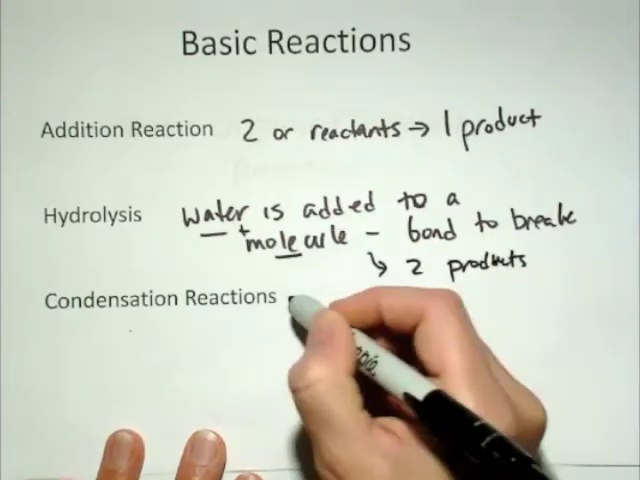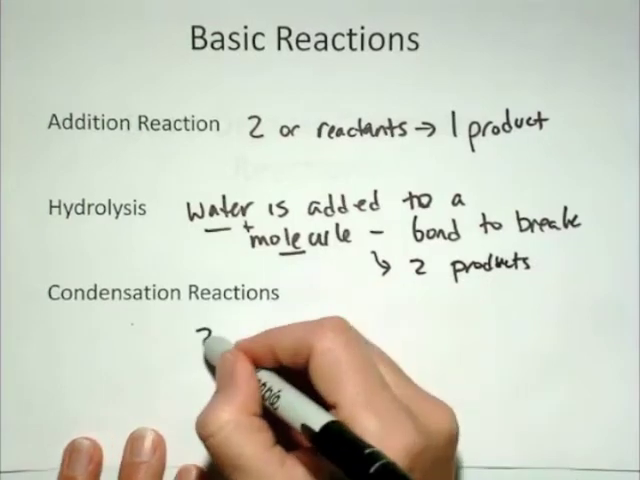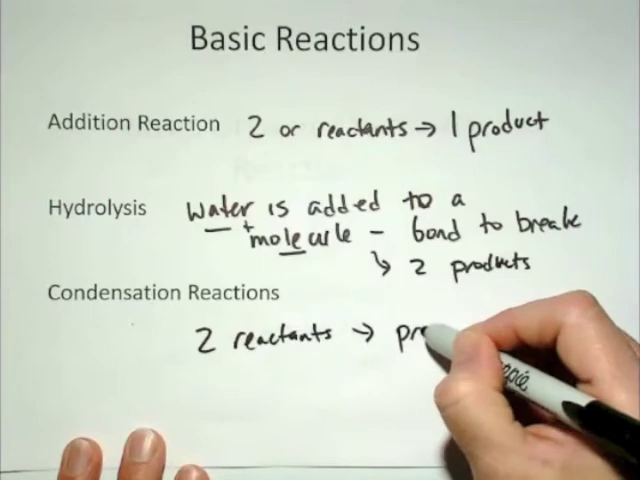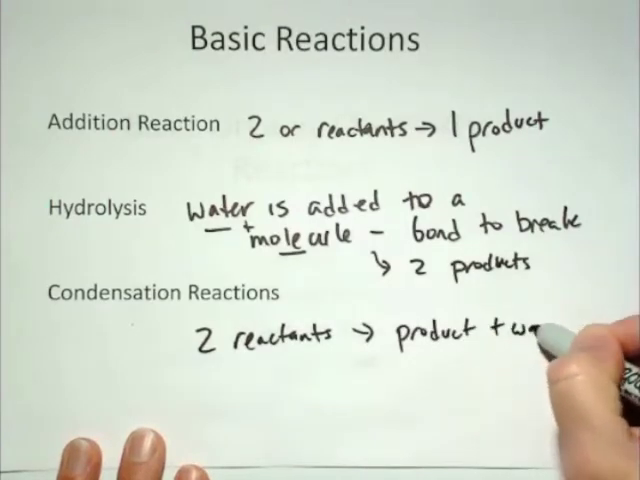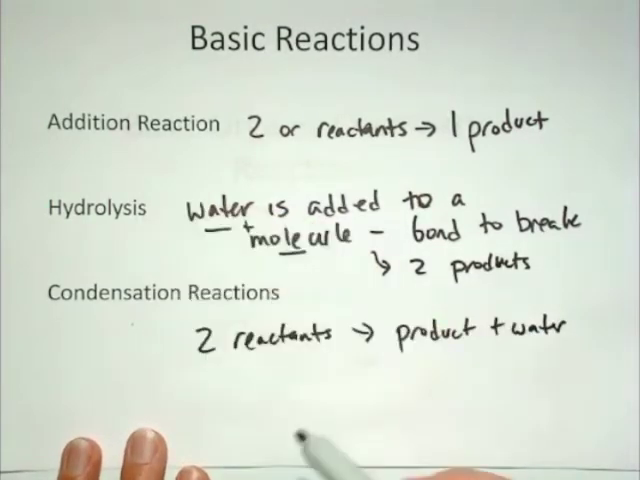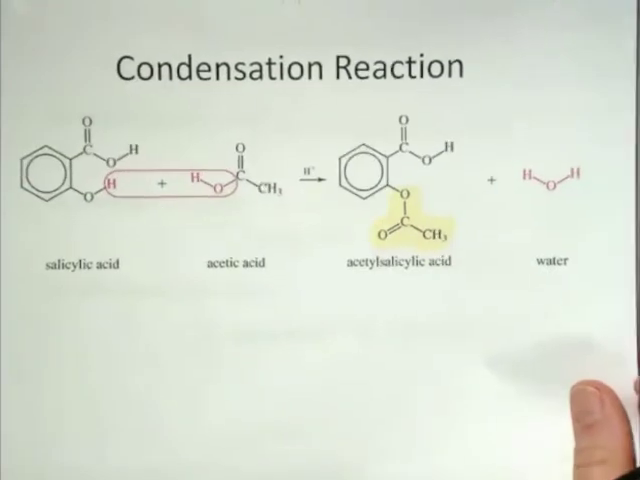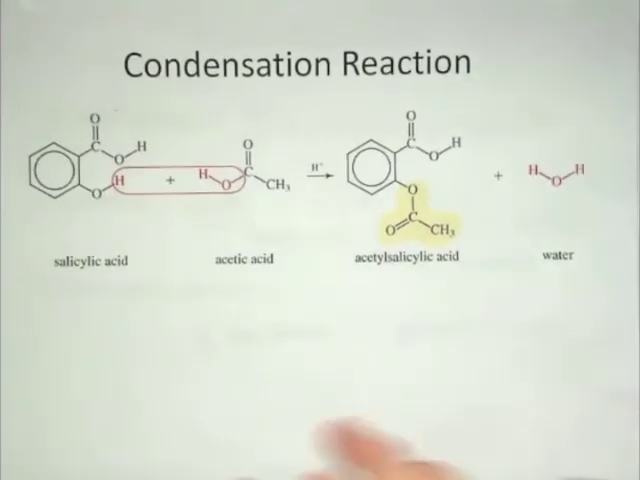Okay, and then the condensation reaction is when two reactants react to give one product plus water as the other product. Okay, so these are three basic types of organic reactions. Let's look more closely at one example of these, which is called the condensation reaction. Okay, so with the condensation reaction, I said that two reactants will react to give the product plus water.